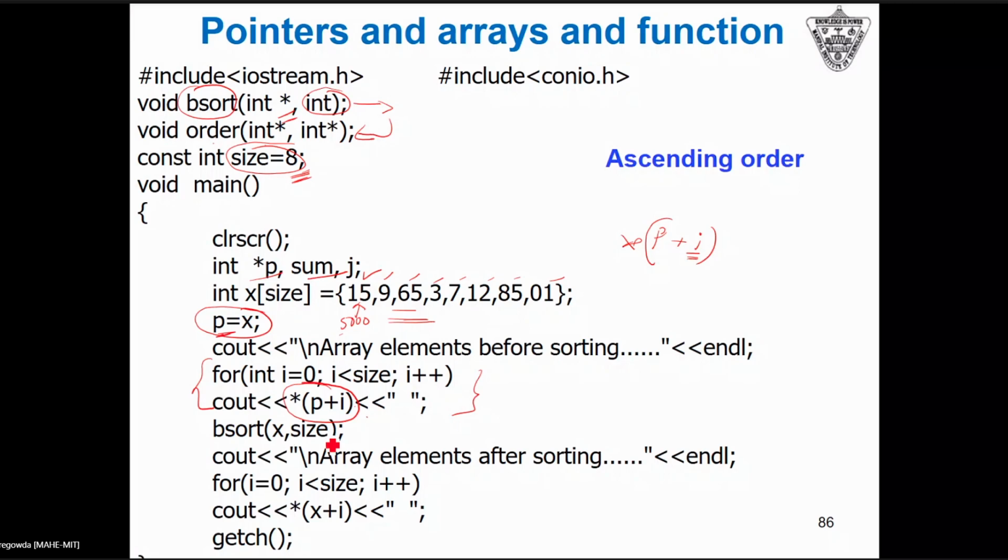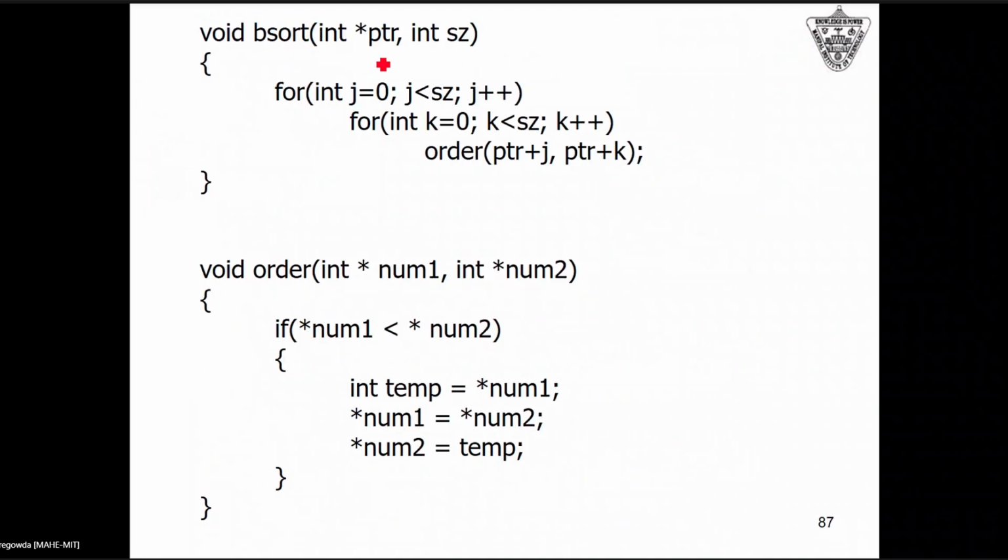Bsort(x, size): you are going to pass the parameters to the function here. x is nothing but the array, and size you are going to pass. When you write x here, according to the data type, you are going to pass the address. That address will be copied to the parameter specified in the function definition. If you see here, the address x is copied into *ptr. What is that address? 5000 in this case, and your size, which is 8, is copied over there.